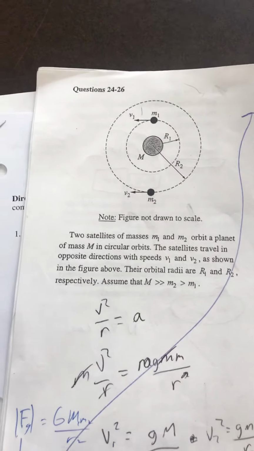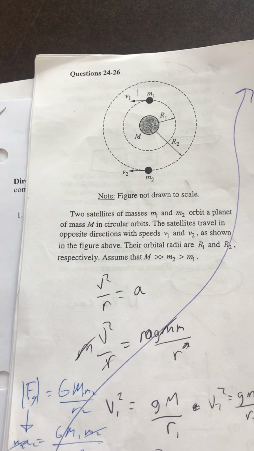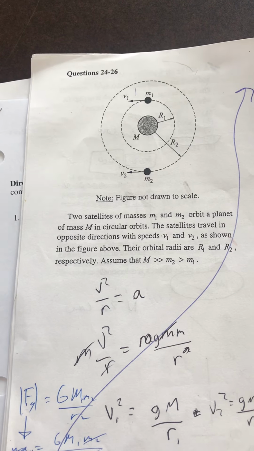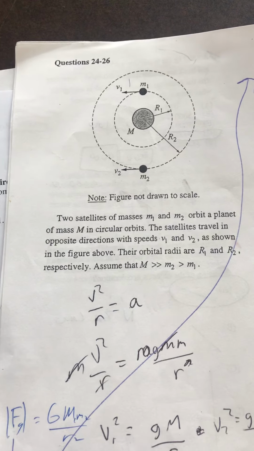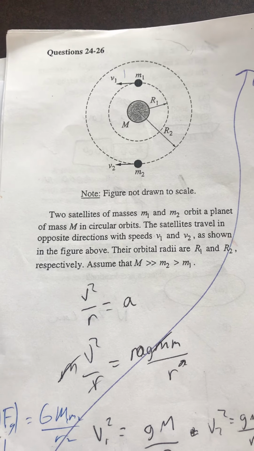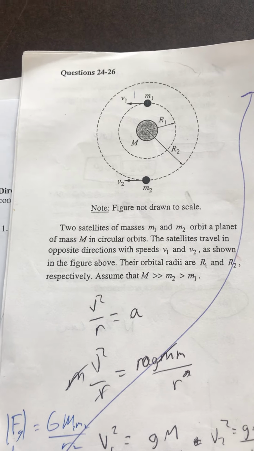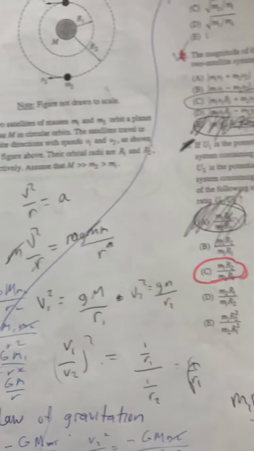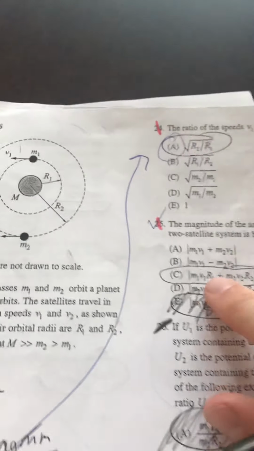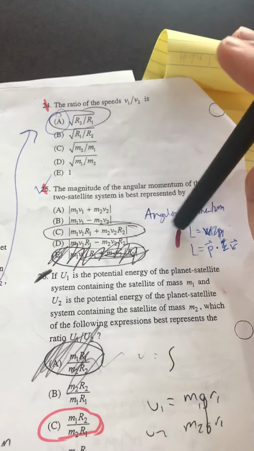So, two satellites of masses m1 and m2 orbit a planet of mass m in circular orbits. The satellites travel in opposite directions with speeds v1 and v2, as shown in the figure above. Their orbital radii are r1 and r2 respectively. Assume that m is greater than m2, which is greater than m1. So, now we're going to read our section of the problem, which is: the magnitude of the angular momentum of the two satellite system is best represented by.